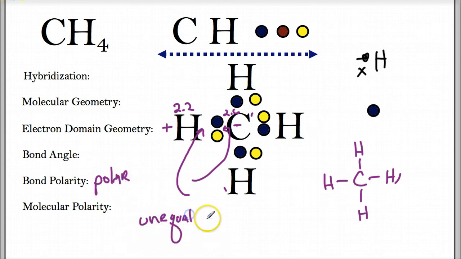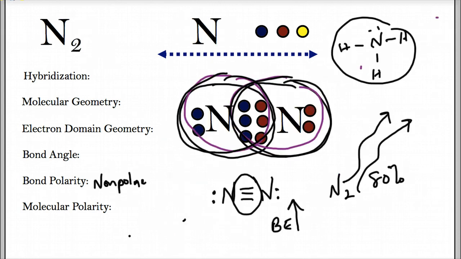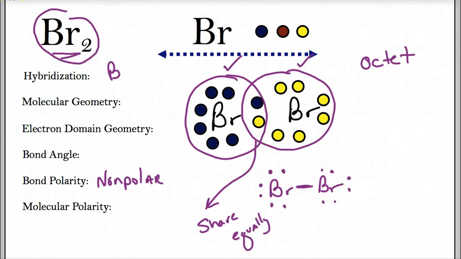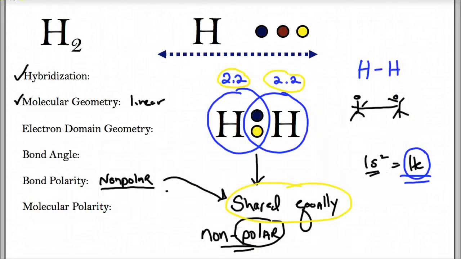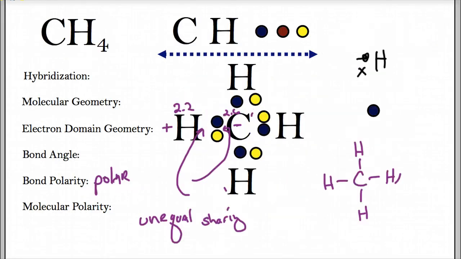unequal sharing. In the other examples, they were sharing equally because they were the same nonmetal, same electronegativity. In this example, they are different, therefore they have different attractions. Now, I will tell those that are outside the New York State regions that a hydrogen and carbon has such a similar electronegativity, around 0.4 difference, that most textbooks, most courses, most everybody else besides New York State considers the carbon to hydrogen to be a nonpolar bond.